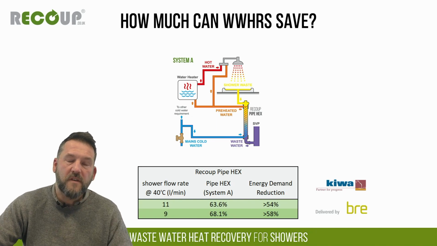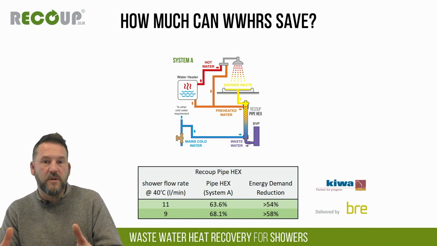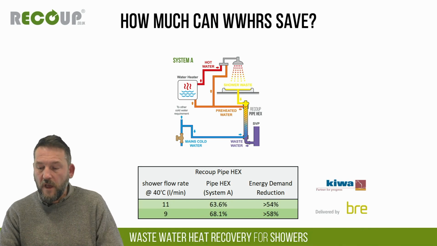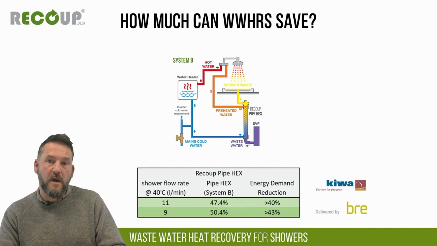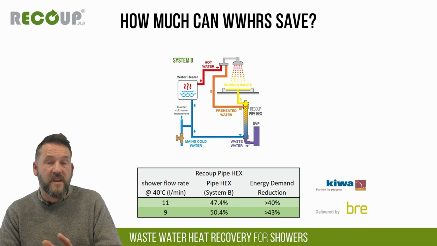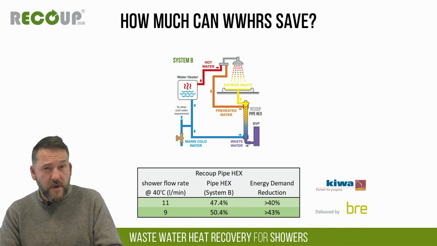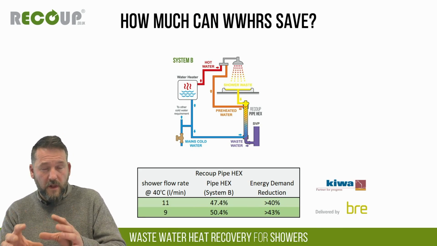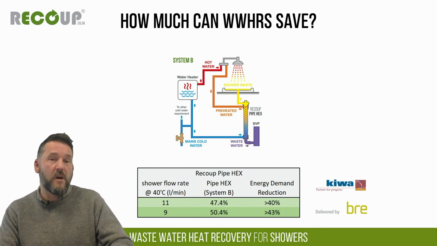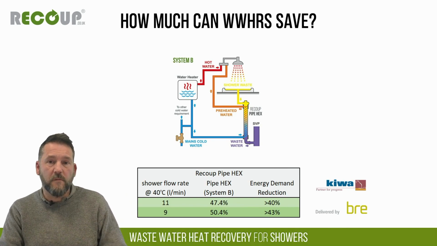So as you can see here, installed into a new build at 9 litres per minute, we'd expect around about a 58% reduction in the overall energy demand for showering. And then on the other side, on System B, as I said, the least efficient method of installation, but less pipe work, this gives around about 40 to 43% energy reduction. And this is a pure hot water, using less hot water per shower. So has secondary benefits as well in terms of reducing plant size and things on bigger projects.